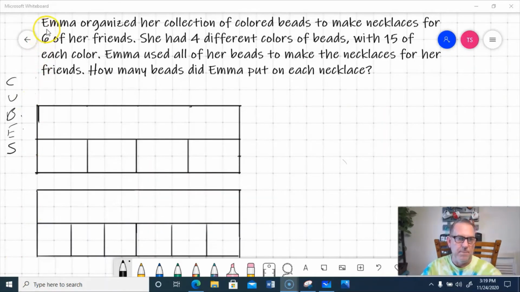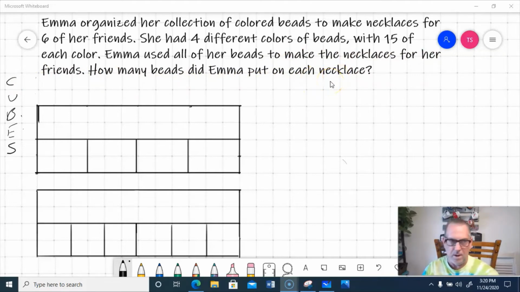Okay, let's go and look at this problem. It says Emma organized her collection of colored beads to make necklaces for 6 of her friends. She had 4 different colors of beads, with 15 of each color. Emma used all of her beads to make the necklace for her friends. How many beads did Emma put on each necklace?